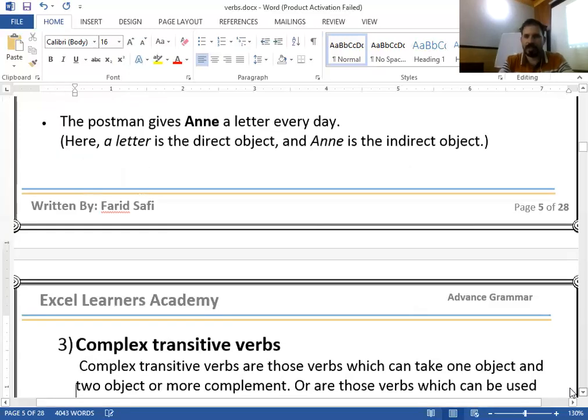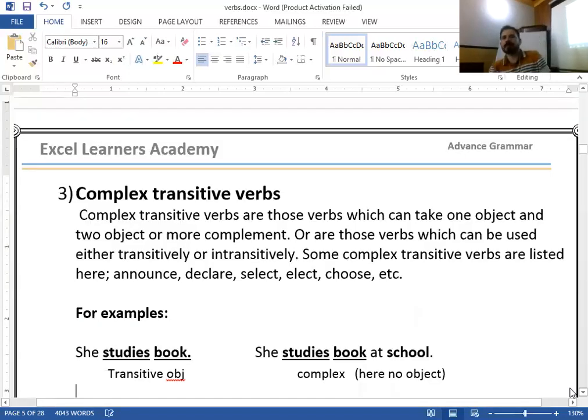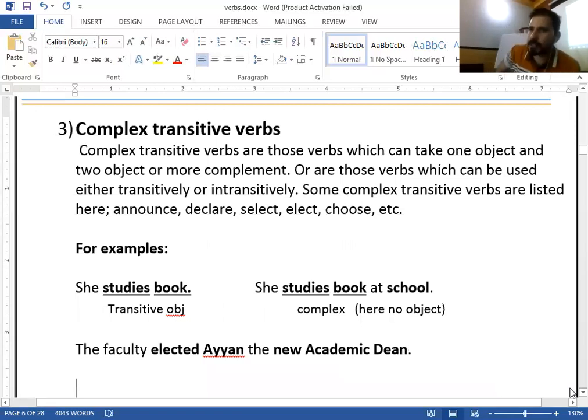Okay, next, let's talk about the next type of transitive verb that is called complex transitive verb. Which word? Complex transitive verb. Now, in complex transitive verb, it takes what? It takes an object, and it also takes a complement. Let me explain it here to you.